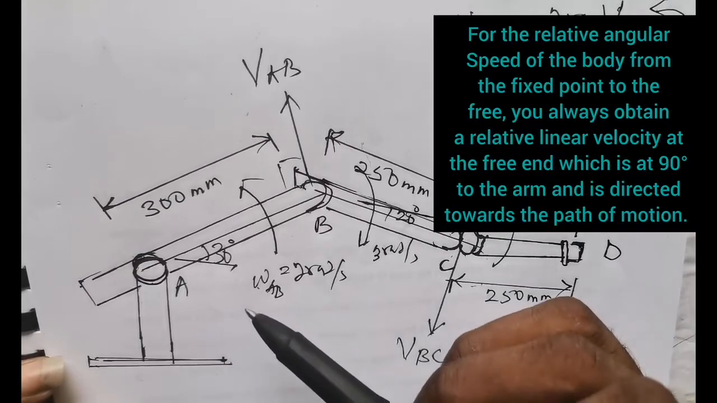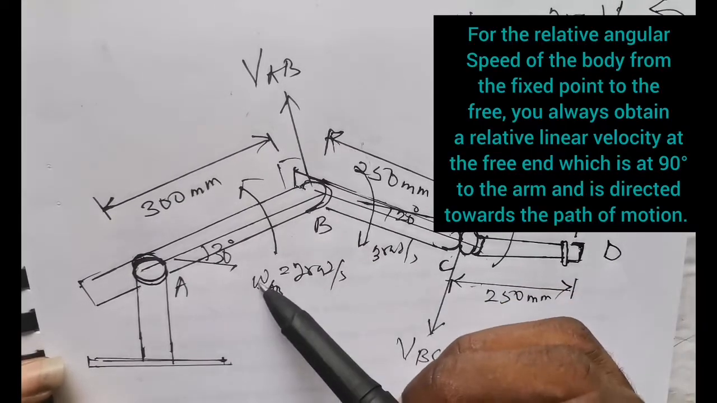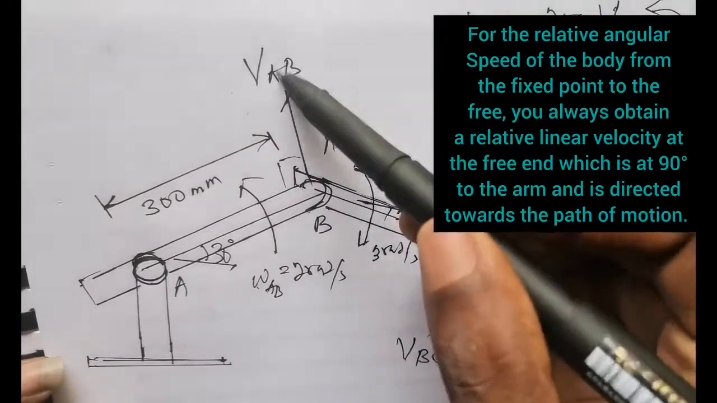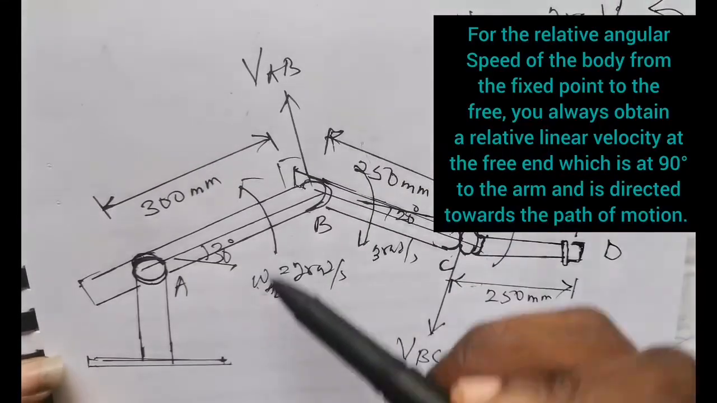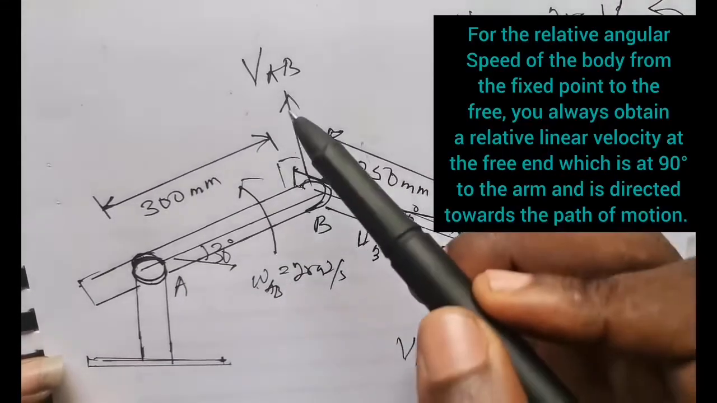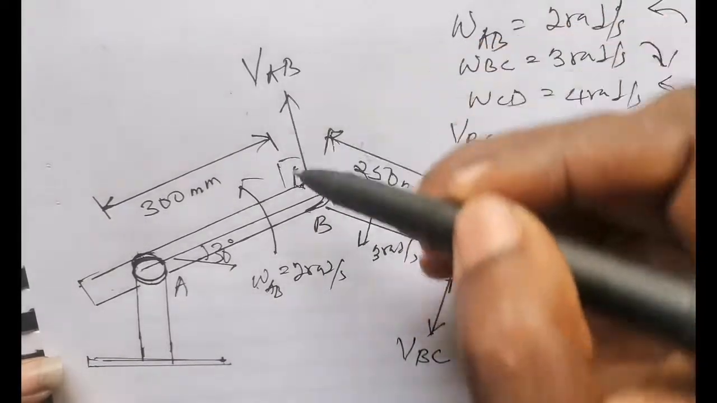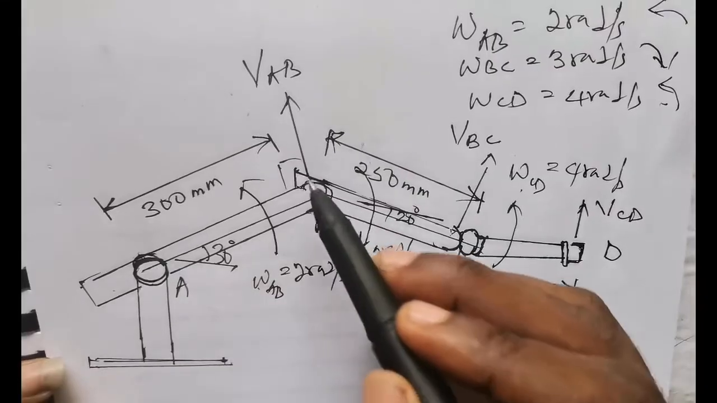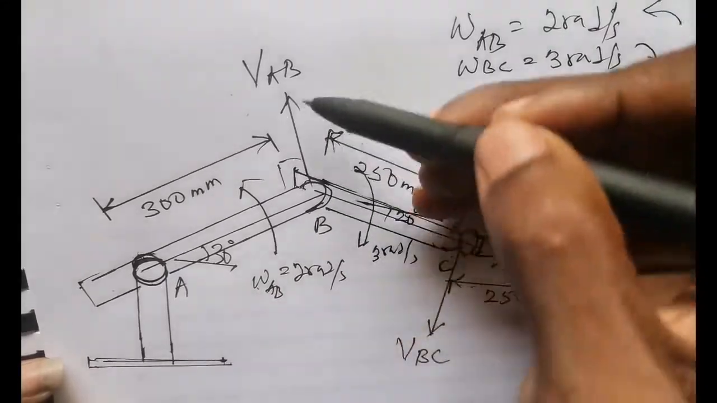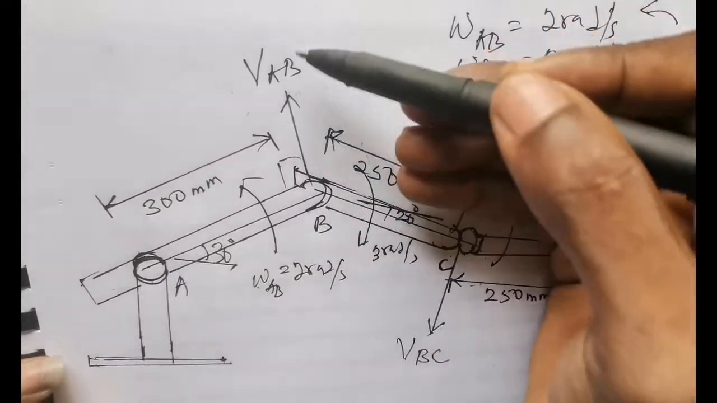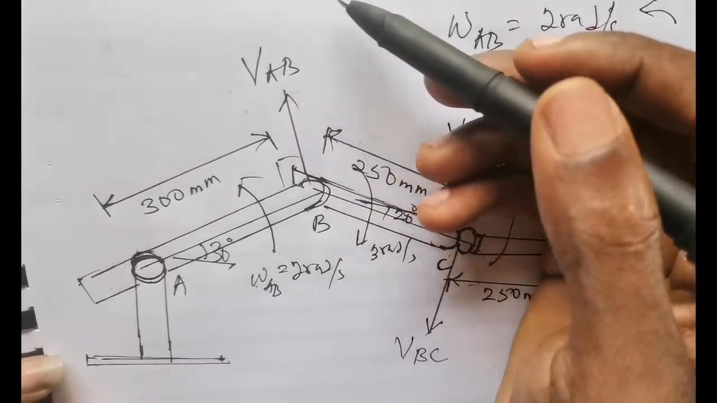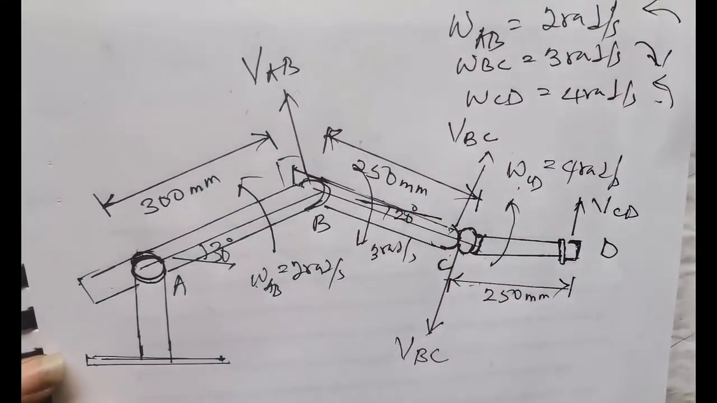And this velocity must always be in the direction of the motion. So since AB is moving anti-clockwise in this direction, we have a velocity which is also in the same direction as the direction of motion, and this velocity must be at 90 degrees to the arm. So you have this velocity, it must be at 90 degrees to arm AB, which is something like this, as can be seen here. So this is the direction of the relative velocity, VBA. Alright, so the same thing is applicable.